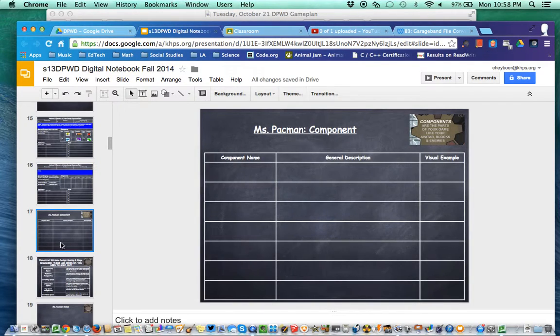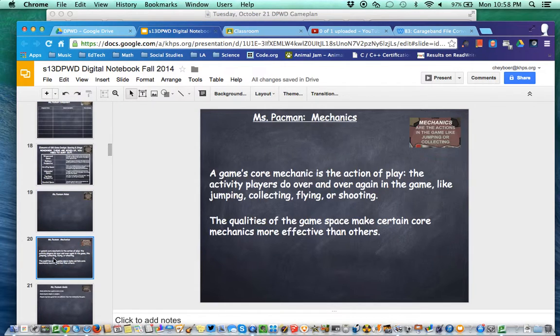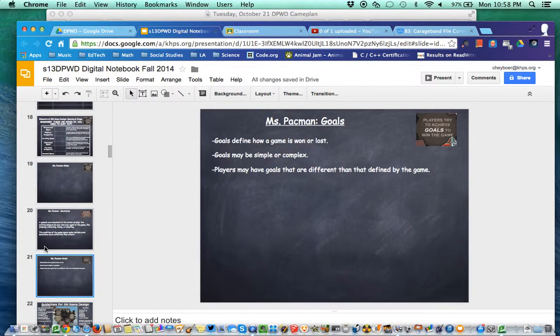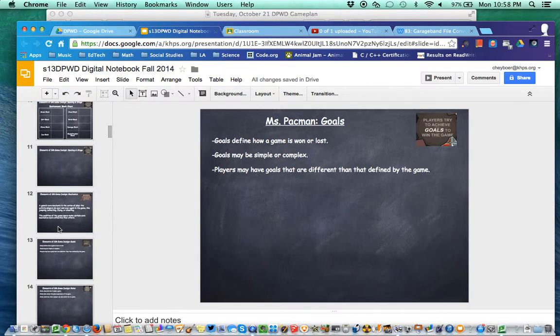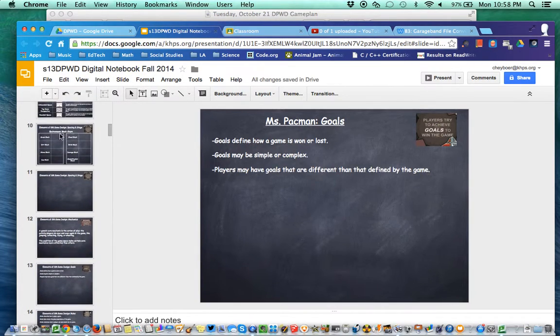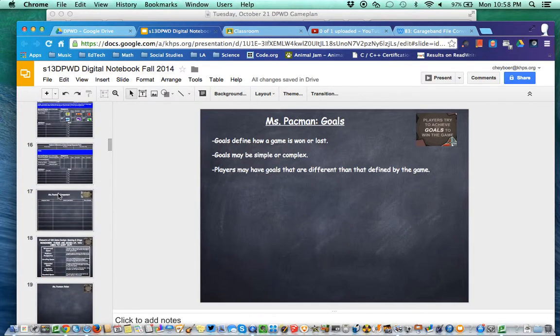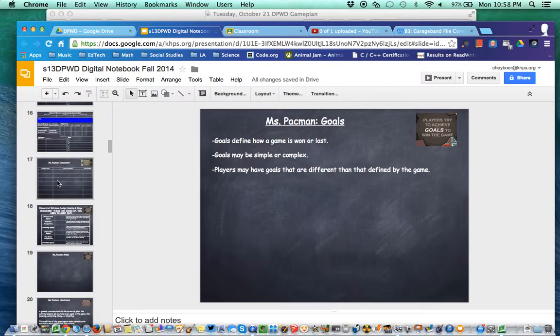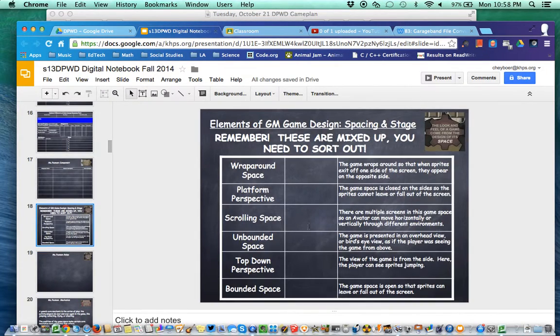And all I did, guys, if you notice here, these look awfully familiar probably. That is because I basically just copied and pasted the five slides that we had up here when we first started talking about the different elements of game design. I copied them, pasted them down here, and retitled them is all I really did. So I have a rule slide now, a spacing and stage slide, with all the different aspects on there. We'll fiddle around with this later.